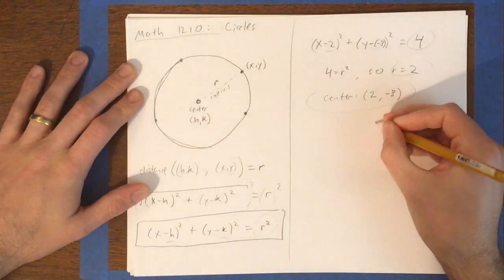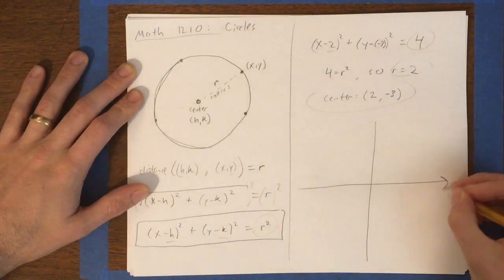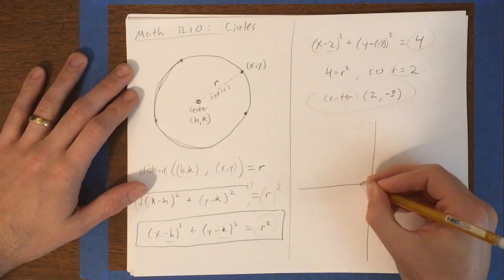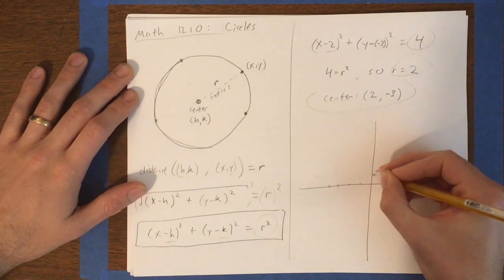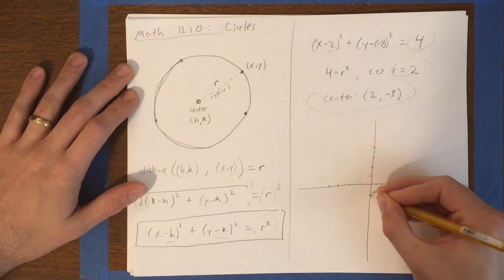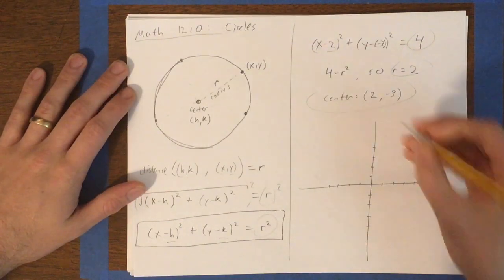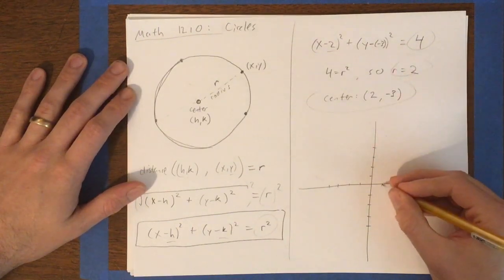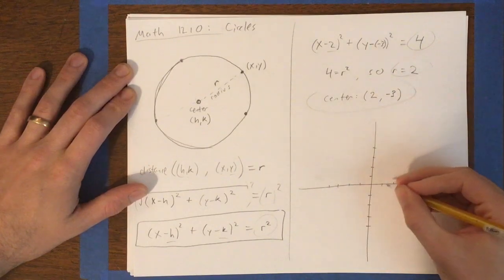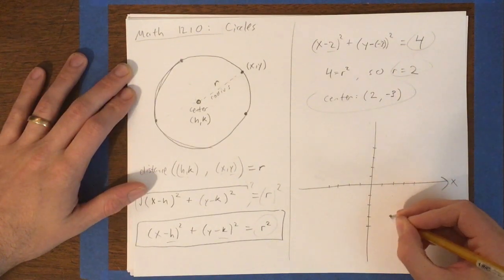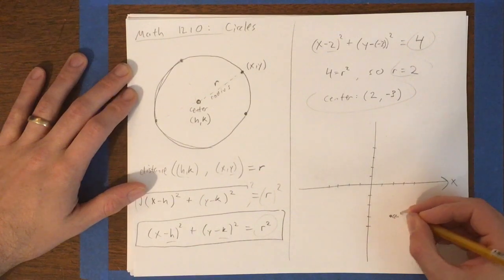And now all we need to do to graph this circle is make ourselves a little coordinate plane. Let's put some measurement on here. Put some tick marks. There we go. So now we want to find the center, 2, negative 3. On the x-axis we go 2. On the y-axis we'll go down 3. 1, 2, 3. So there's our center.